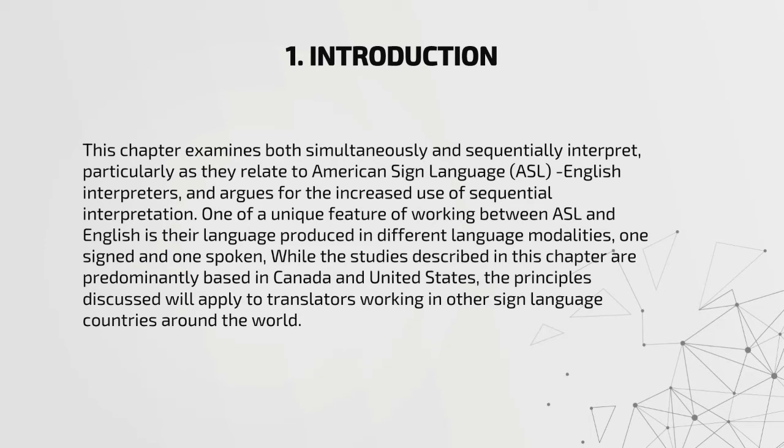Introduction. This chapter examines both simultaneous and consecutive interpreting, particularly as they relate to American Sign Language, or ASL, and English interpreters, and argues for the increased use of consecutive interpretation. One of the unique features of working between ASL and English is that the languages are produced in different language modalities, one signed and one spoken. While the studies described in this chapter are predominantly based in Canada and the United States, the principles discussed will apply to interpreters working in other sign language countries around the world.